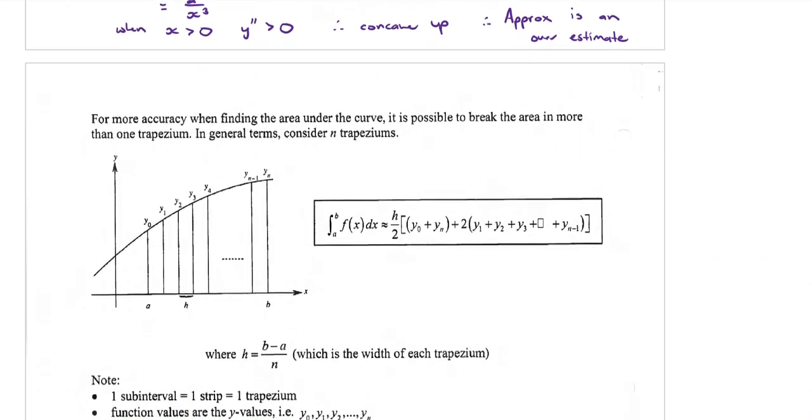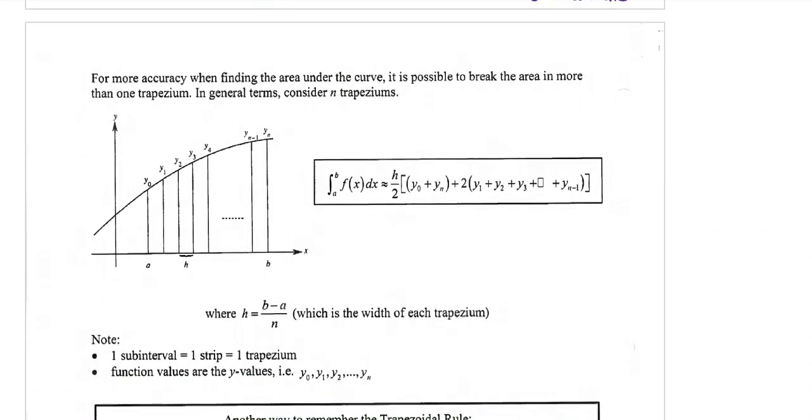Over the page, for more accuracy, when finding the area under a curve, it is possible to break the area into more than one trapezium. The more trapeziums we have, the less gap we're going to have between our trapezium line and the actual curve. More trapeziums means closer to the actual area. Okay, so here is a formula for adding up all of the trapeziums. This one's got lots of little sections in here. All of the trapeziums you could possibly want.